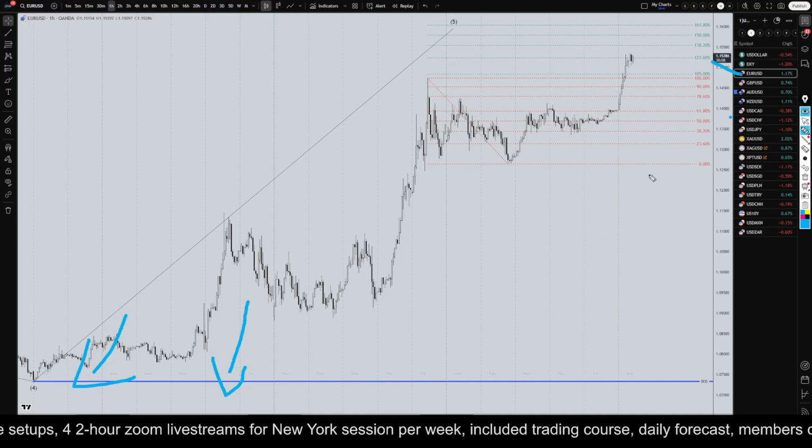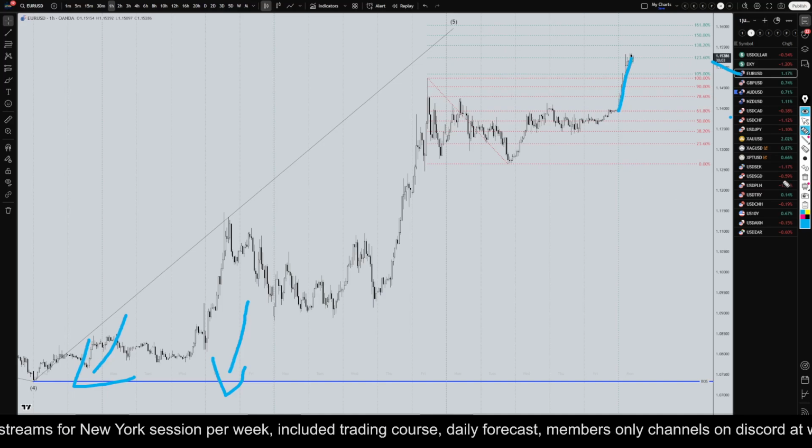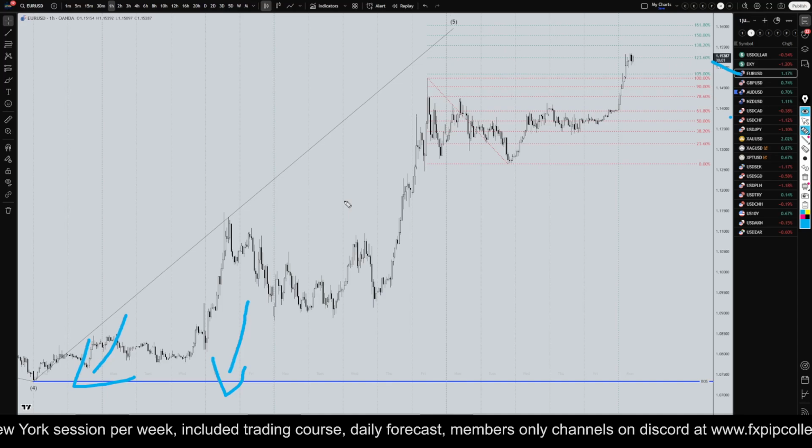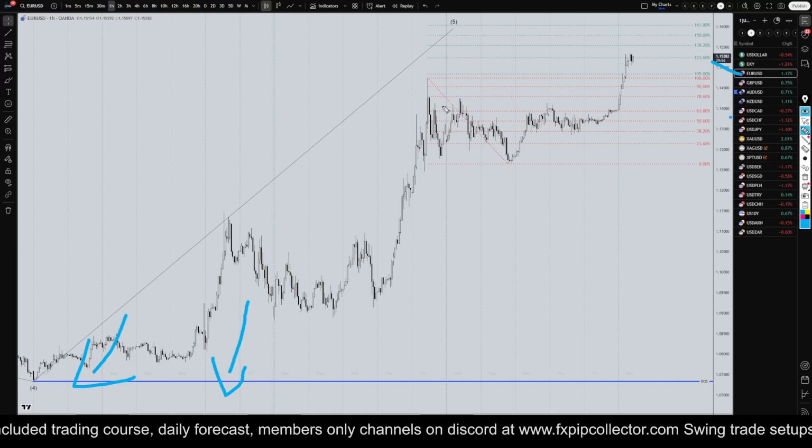So, anyways, the euro dollar definitely made a very strong move to the upside last night in the Asian session. It's not a holiday for them, so it kind of makes sense that they would try to push things up when everybody else is on holiday.